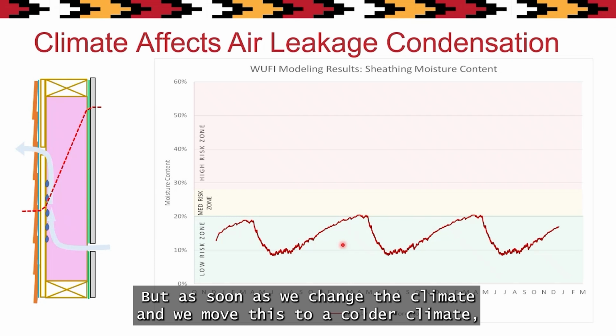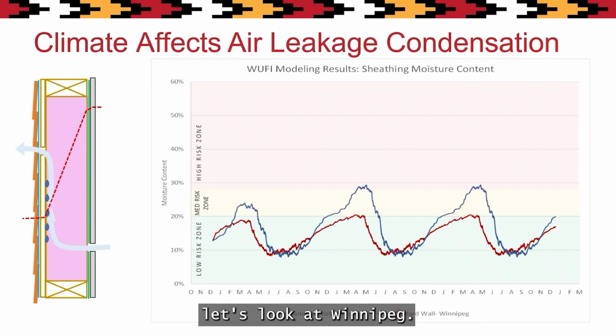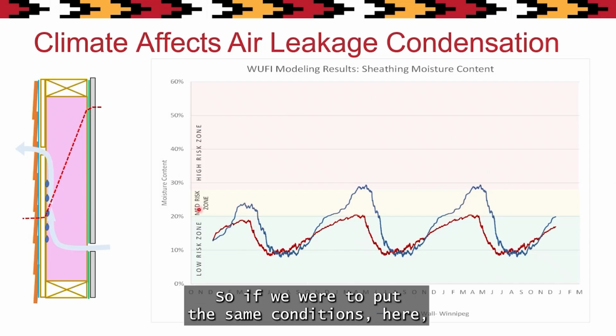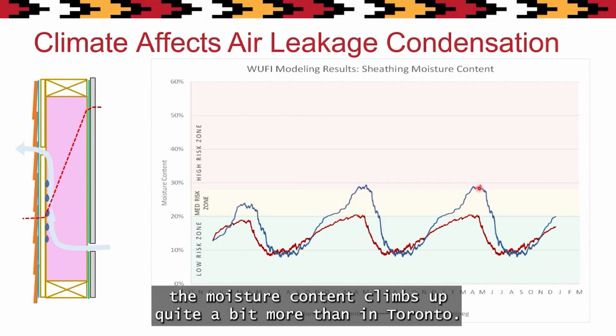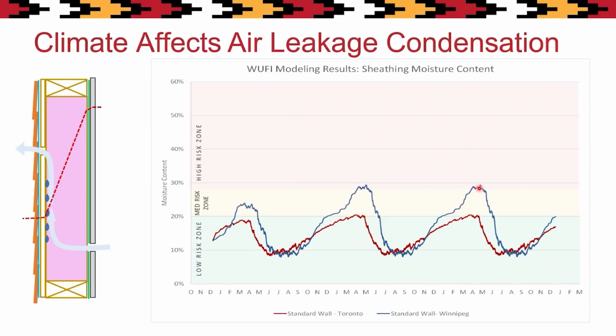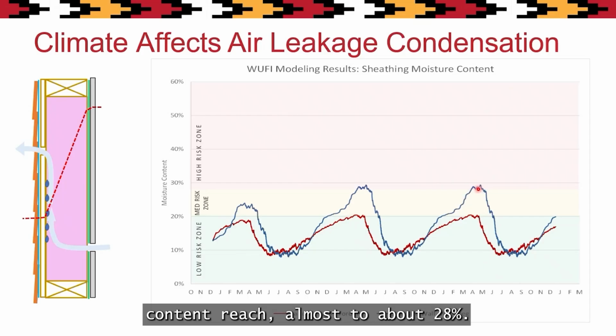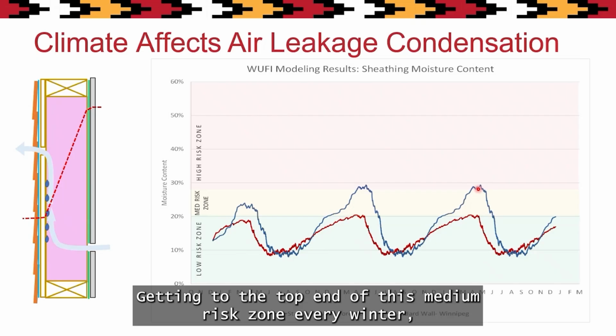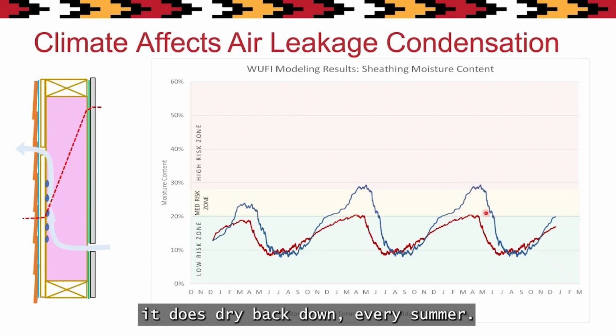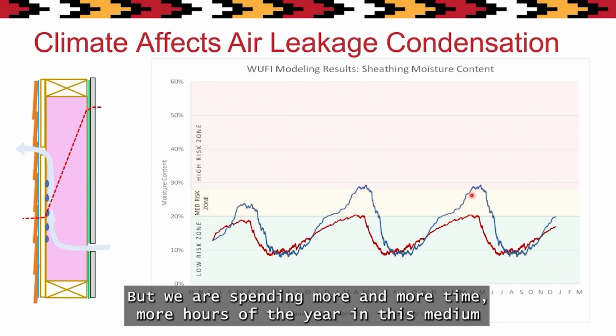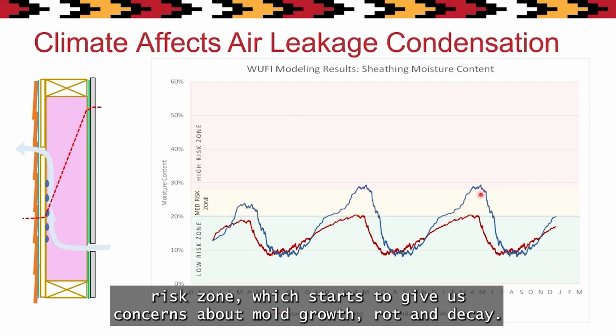But as soon as we change the climate and move this to a colder climate, let's look at Winnipeg. That's the blue line here. If we were to put the same conditions here, but in a Winnipeg climate, we see that every winter the moisture content climbs up quite a bit more than in Toronto. Because of the colder climate, we see the moisture content reach almost 28%, getting to the top end of this medium risk zone every winter. It does dry back down every summer, but we are spending more and more hours of the year in this medium risk zone, which starts to give us concerns about mold growth, rot, and decay.